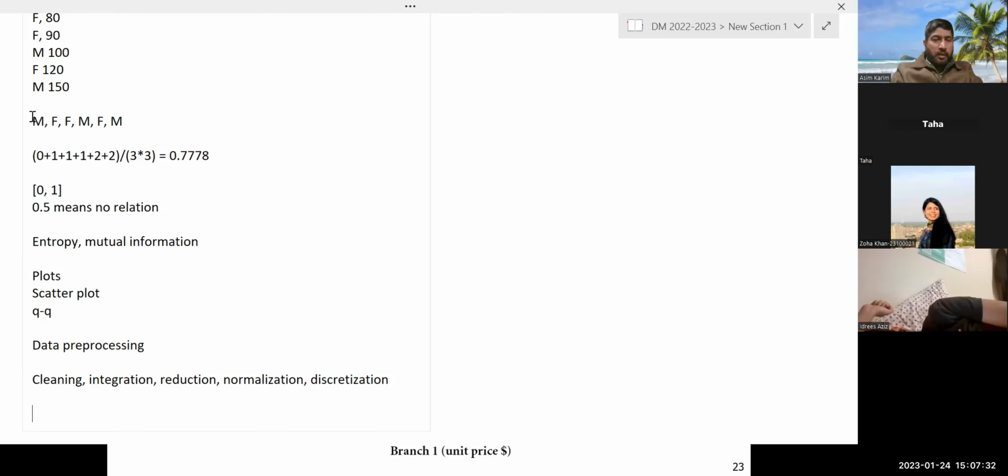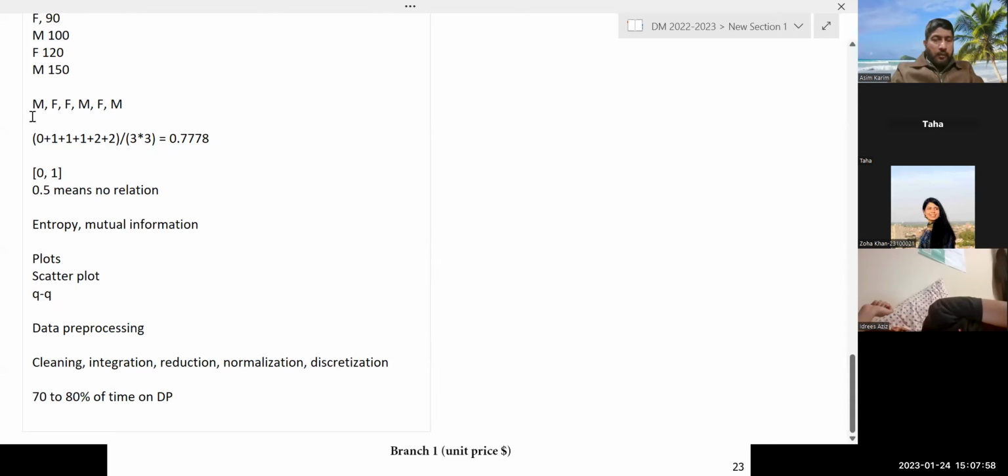People have estimated that for any project, you can spend like 70 to 80% of time on data preprocessing. So these are estimates that are typical for most industry projects.